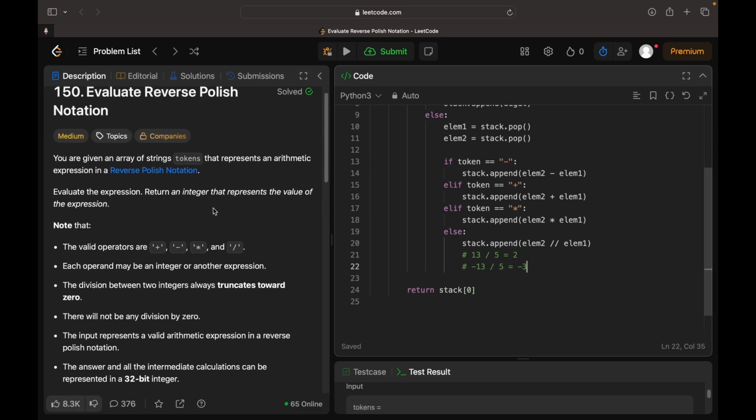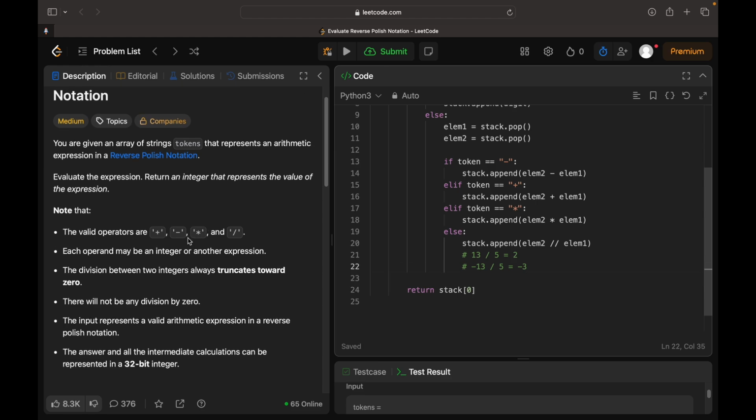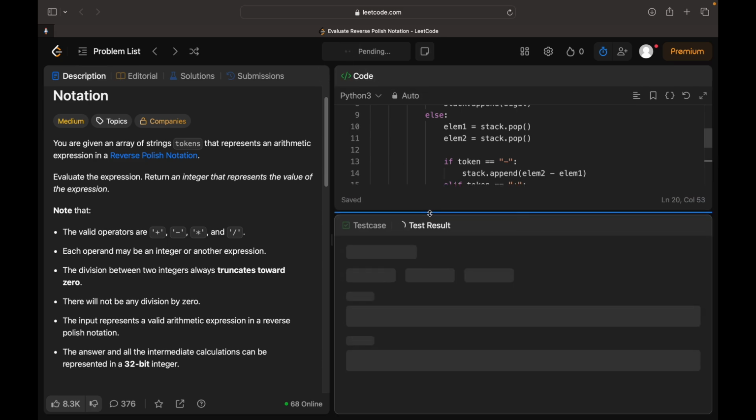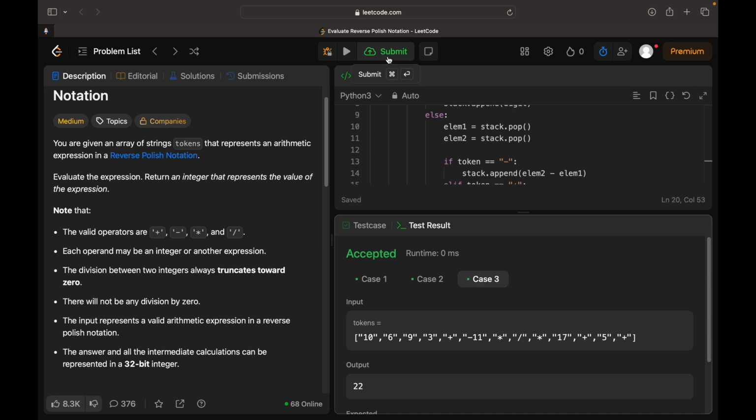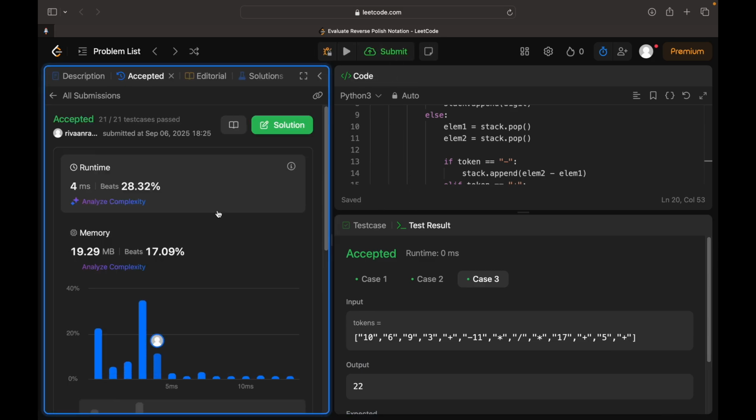The question specifically tells us that the division between two integers always truncates towards 0. So what we want to do is not always get the minimum. We ultimately want to truncate towards 0. So what we'll do instead is just divide it normally, but after dividing it, we'll convert it into an integer, and that will truncate towards 0. So if I run this now, it works out, and then I submit, and that works out as well.